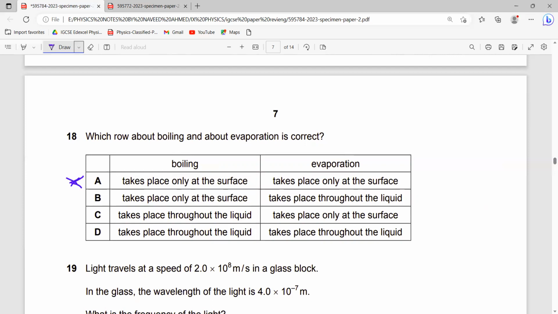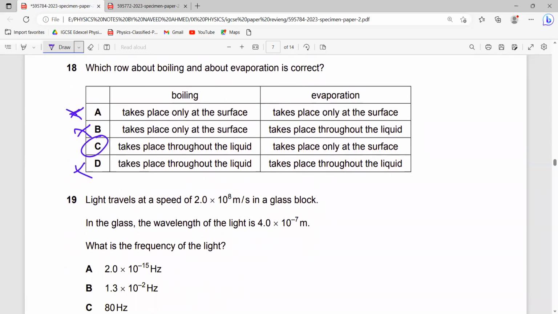B takes place only at the surface, again boiling, and evaporation takes place throughout the liquid. No, this is not possible. You know, boiling will occur inside the liquid and throughout the liquid, and evaporation occurs at the surface only. C option: boiling takes place throughout the liquid, and evaporation takes place only at the surface. This is possible. And we also see the D option: boiling takes place throughout the liquid and evaporation takes place throughout the liquid. No, this is not possible. So the only right option is C.